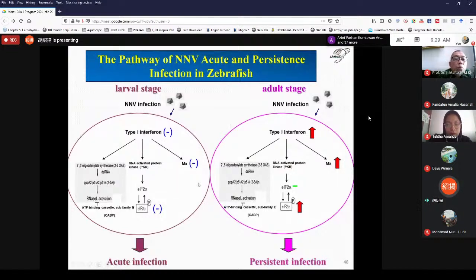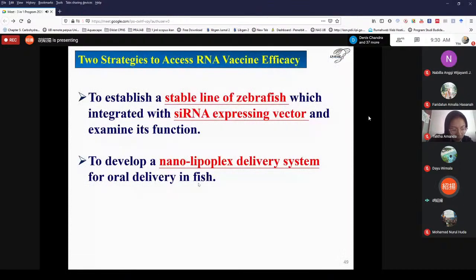So we clarified the reasons why the larva stage has higher mortalities and why the adult stage has higher survival rates, and we started to think about how to prevent NNV infection. Here I show 2 strategies. We call them RNA vaccines. First, we established a stable line in pufferfish, and the pufferfish can express siRNA. Second, we developed a nano lipoplex delivery system to introduce the siRNA.